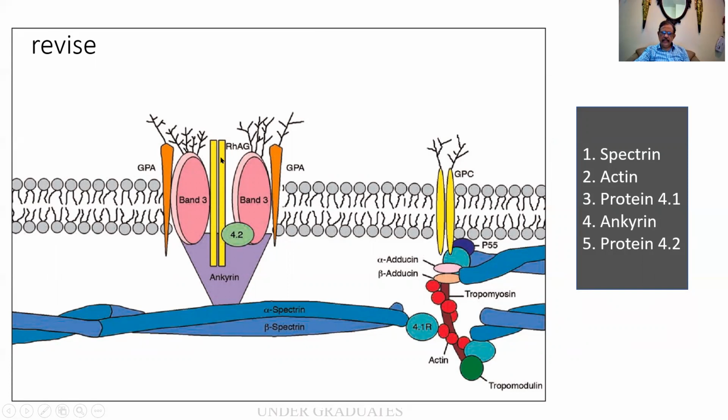Similarly, at the other end, we have band 3, 4.2, and ankyrin. All these together form a very rigid structure that maintains the cytoskeleton. But when there is a defect in any of these, spectrin, actin, 4.1, ankyrin, and 4.2, there is a red cell membrane disorder which leads to spherocytosis. Please memorize it.